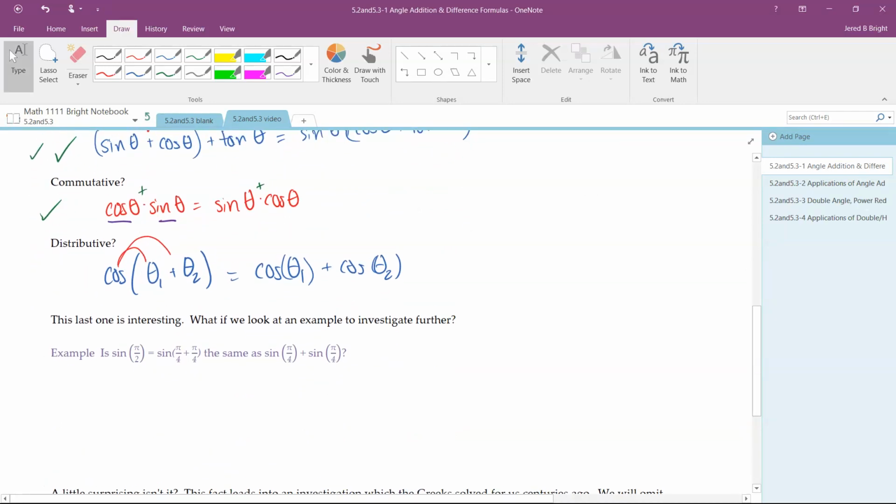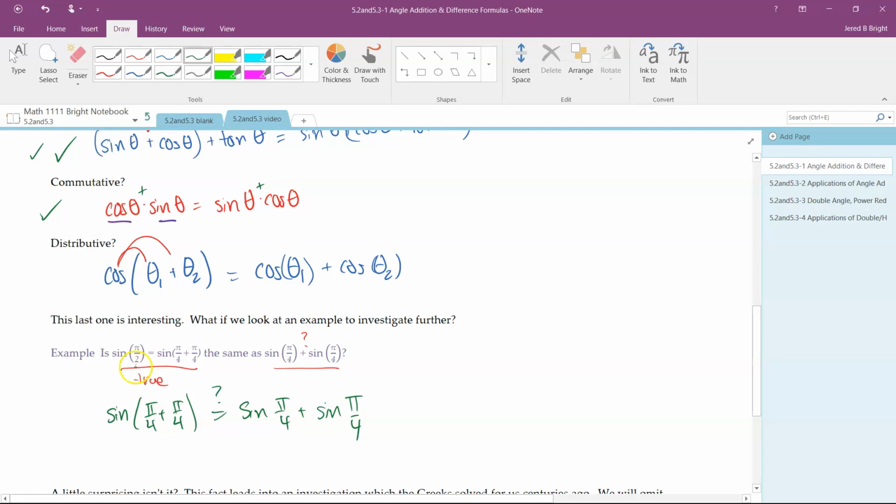When we're unsure, start with an example, see if it works for the example. So we have sine of pi over 2. Is that the same as sine of pi over 4 plus pi over 4? Well, this is true. And the question is, is this the same as what's over here? So effectively, we're asking, if we have sine of pi over 4 plus pi over 4, is that the same as sine of pi over 4 plus sine of pi over 4?